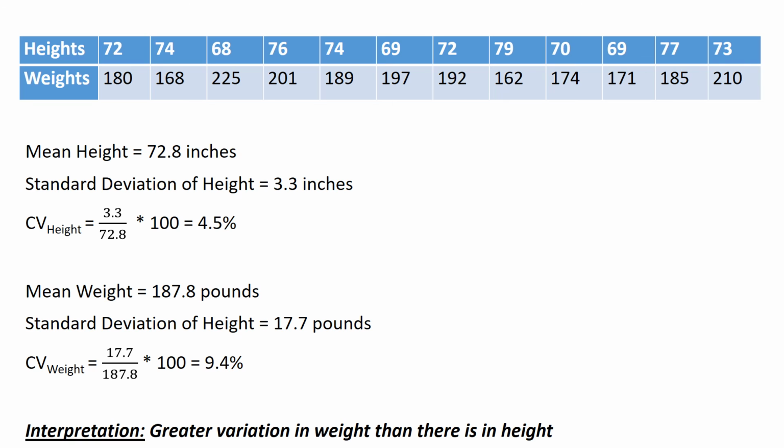Then we did the weight, 187.8 pounds when I find the average of all the weights of these basketball players. The deviation, 17.7 pounds. So I divide my sample deviation by my sample mean. 17.7 divided by 187.8 times 100 is 9.4%. And you can see the variation is greater in the weight, 9.4%, than the height, which is 4.5%.